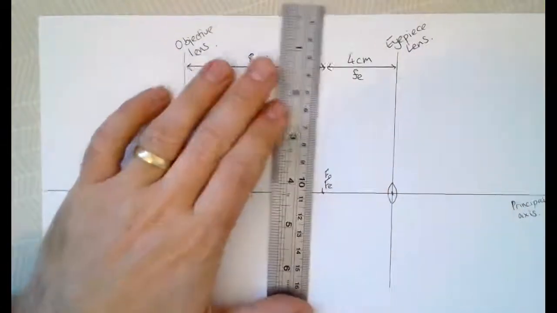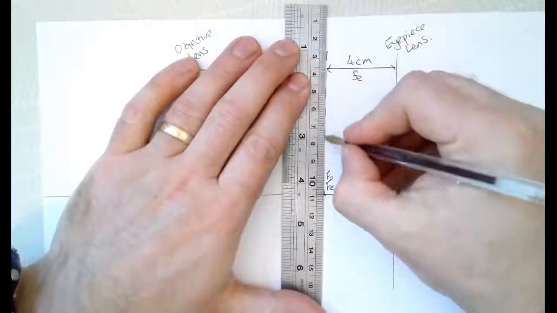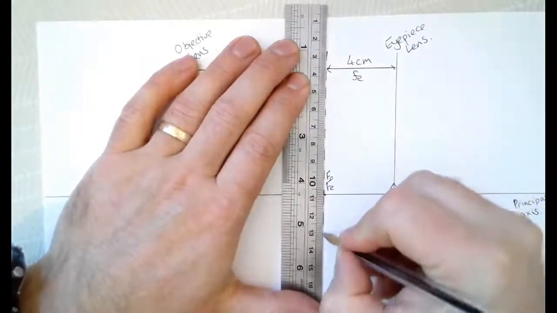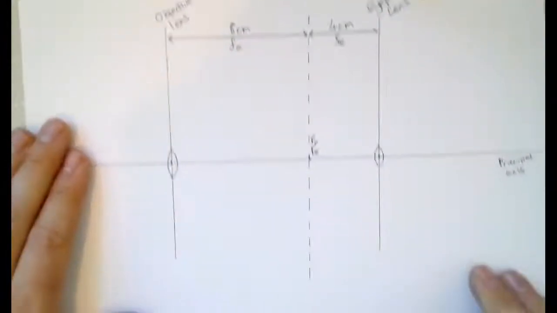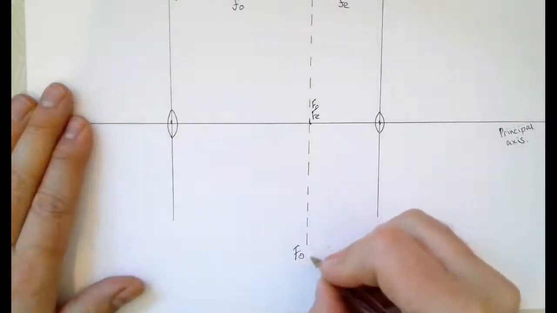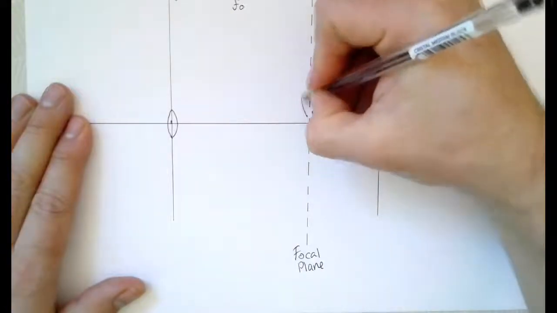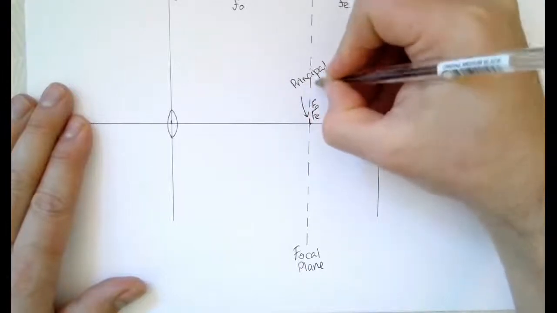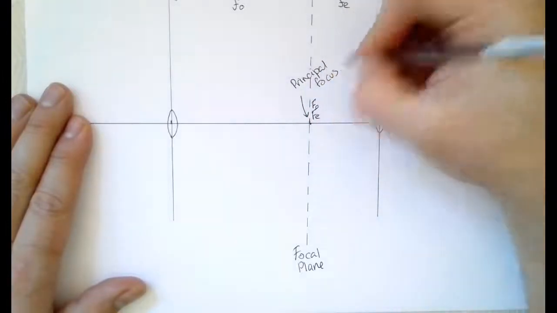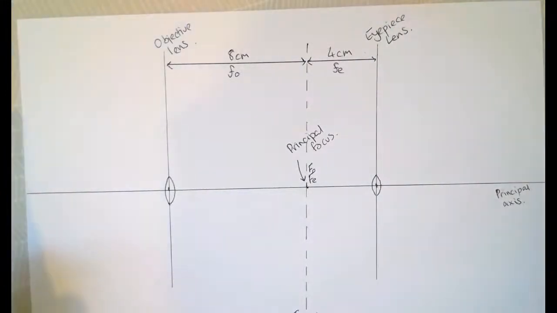And I'm also going to draw a dotted line here which represents the focal plane. Let's label that up as focal plane. That would make this the principal focus. That would make that the principal focus. So I think we've got everything we need ready to start drawing our rays of light.